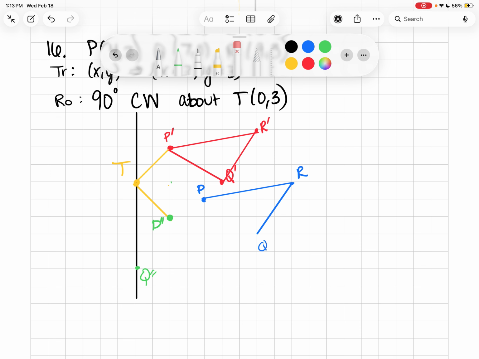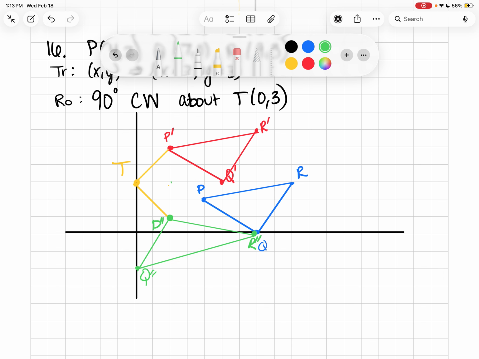Whoa. Everything just disappeared. Yeah. Basically, R double prime would be over here around our Q value from our original one. It doesn't look quite the same, but it's close. Oh, wait. Hold on. R's in the wrong spot.